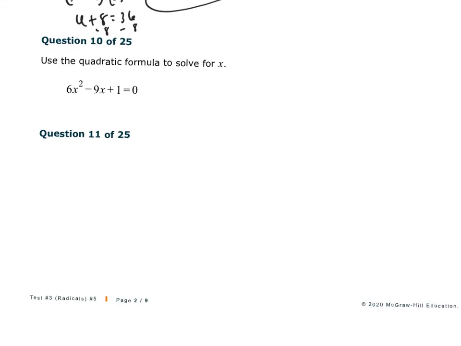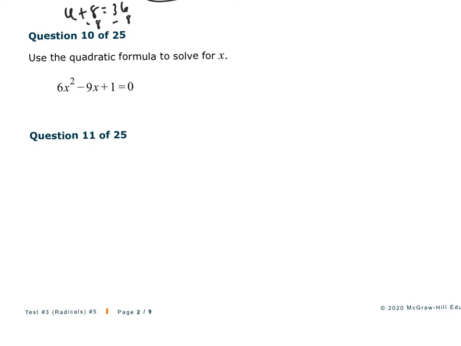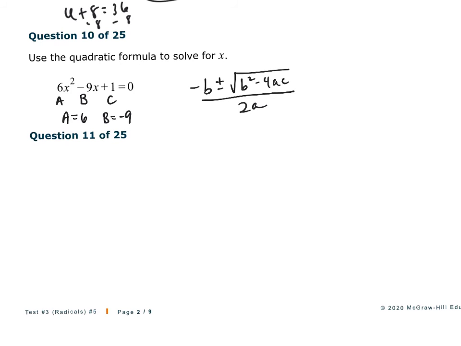All right, using the quadratic formula. The quadratic formula is the opposite of b plus and minus the square root of b squared minus 4ac over 2a. Okay, when you have it, this is going to be in standard form. So a is going to be the coefficient of the x squared term, b is the coefficient of the x term, and c is the number that's a constant. So a is going to be 6, b is going to be a -9. Don't forget that negative if there is one. And c is going to be 1.